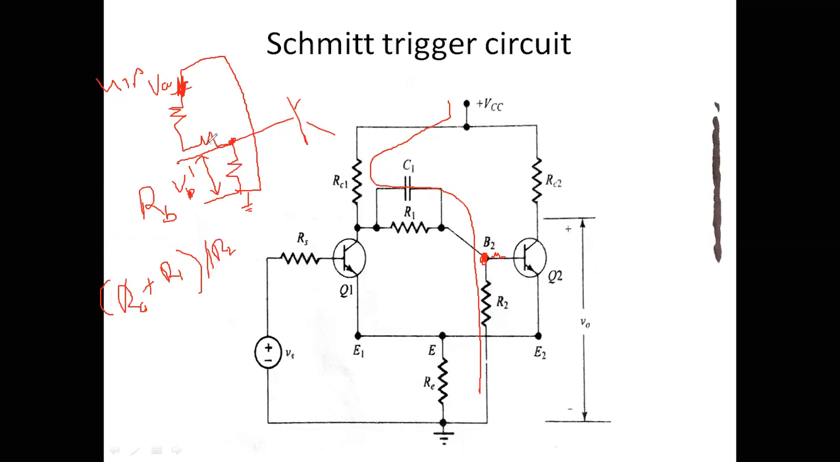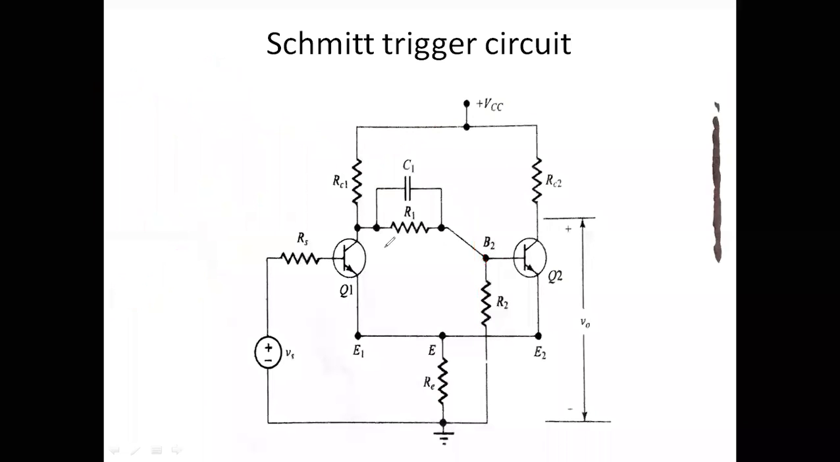Okay, so these two are in series. If you combine these two resistances, then what happens? One terminal is connected here, and another terminal is connected to ground. Therefore, these two resistances come in parallel. Therefore, if you want to find out the RTH, the equivalent resistance, what is the process? These two come in series, and these two are in parallel with R2.